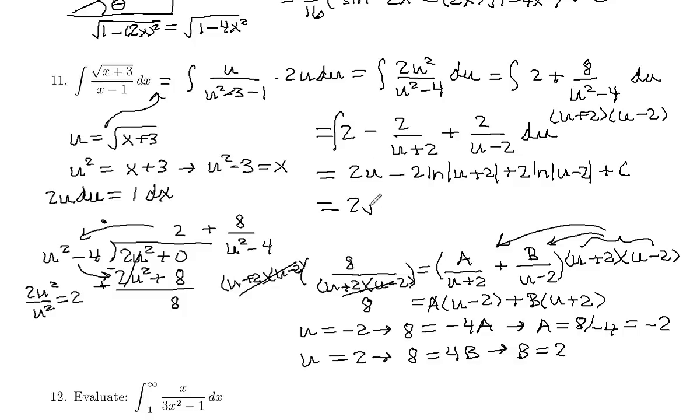So this will be 2 root x plus 3, and then minus 2 natural log absolute root x plus 3 plus 2 outside the root. And then plus 2 natural log absolute root x plus 3, and then minus 2 outside the root, close it up, plus c, and we got it.